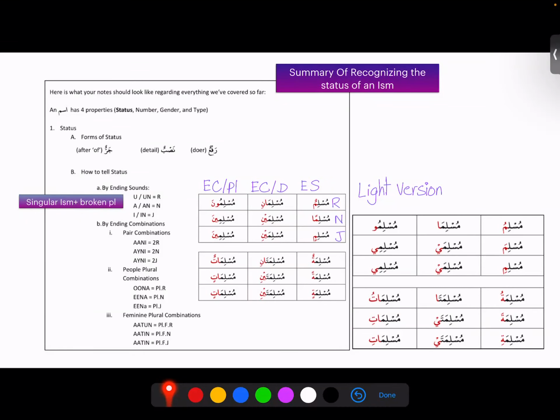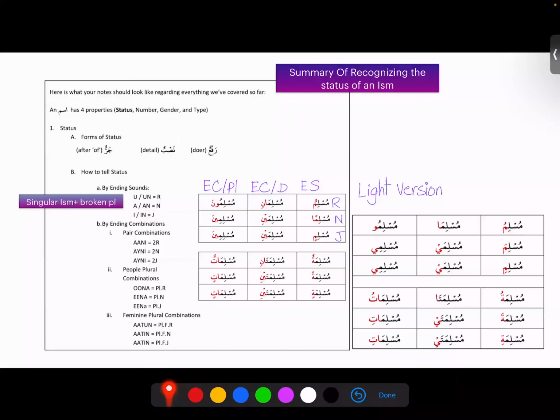Last class we learned about the light version. This is the Muslimun chart that we have memorized. Can someone say the Muslimun chart? Is it the light version or the heavy version? No, the heavy version, the regular version. Muslimun, Musliman, Muslimin, Muslimani, Muslimaini, Muslimaini, Muslimuna, Muslimina, Muslimina. Then feminine is Muslimatun, Muslimatan, Muslimatin, Muslimatani, Muslimataini, Muslimataini, Muslimatun, Muslimatin, Muslimatin. Very good, Alhamdulillah.